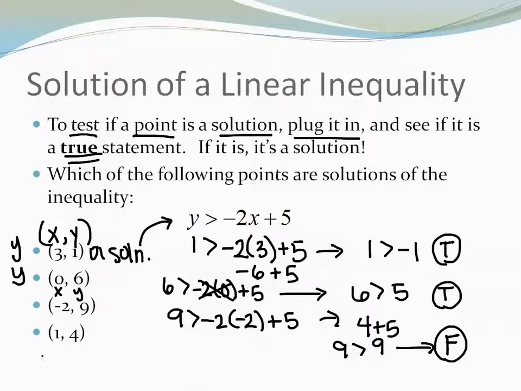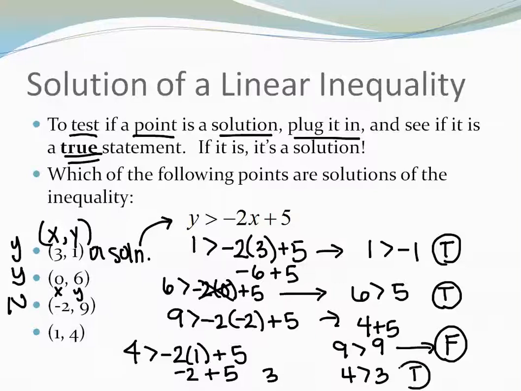Alright, let's try another one. 1, 4. So let me put it in here. 1, 4. So 4 is greater than negative 2 times 1 plus 5. That's negative 2 plus 5, which is 3. So we have 4 is greater than 3. That's another true point.